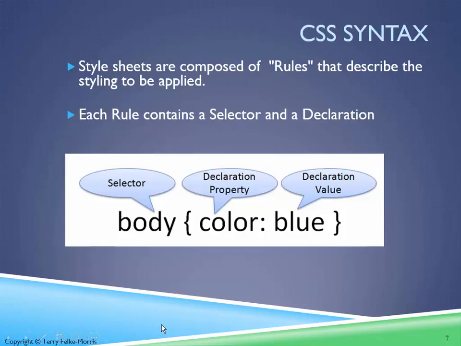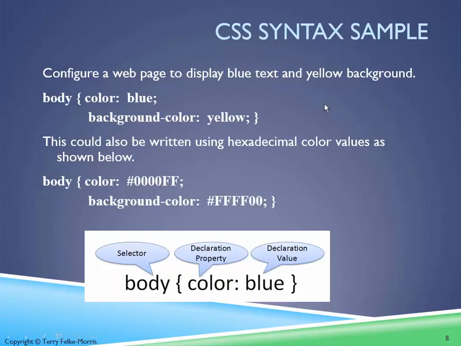So again, I already mentioned this to you. This is the same slide that you see in your book on page 83. The selector, body, the declaration property, color, the declaration value, blue. That says the body should have a color of blue. And actually, that might be font color. I don't remember. We'll take a look.